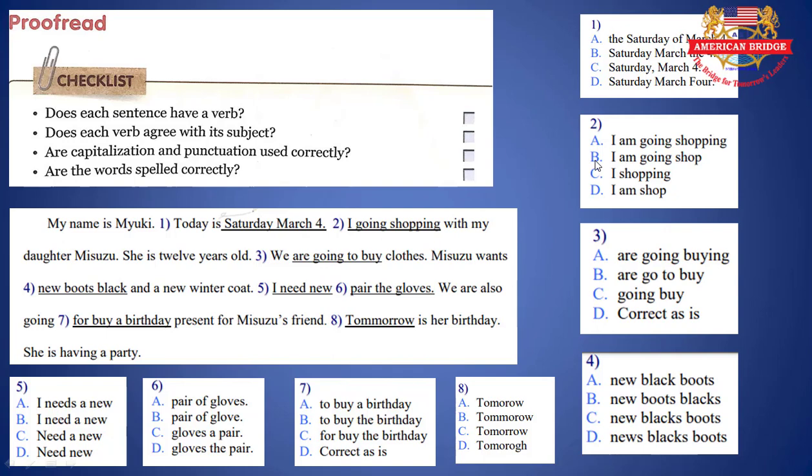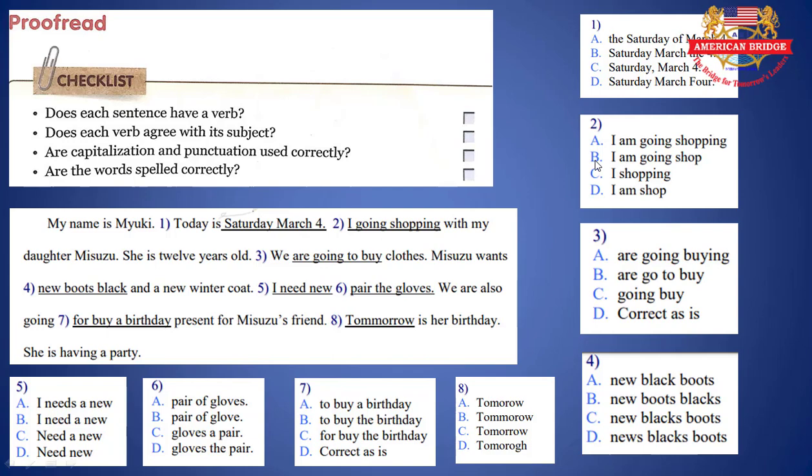So we see new black boots, okay, A. Now letter B, new boot blacks. So blacks we can put with add letter S. Okay, it is not about the plural. So B is wrong. New blacks boot. So this is the right adjective placement, adjective before the noun boot, but adjective we can't add S.